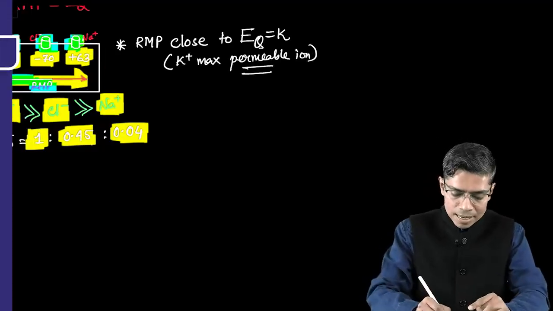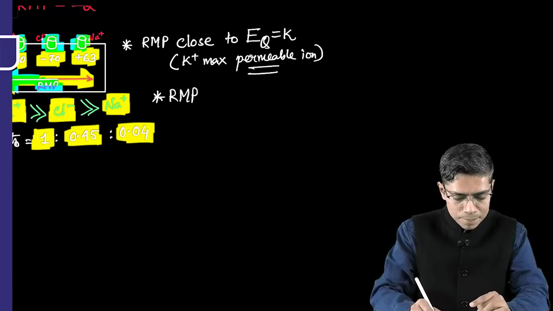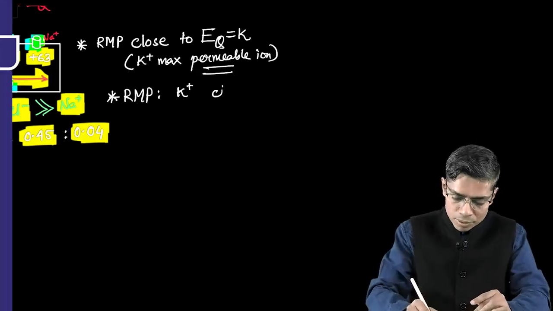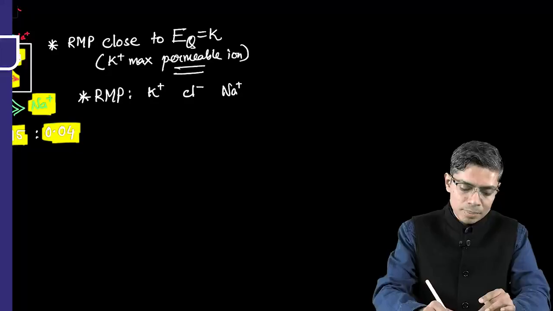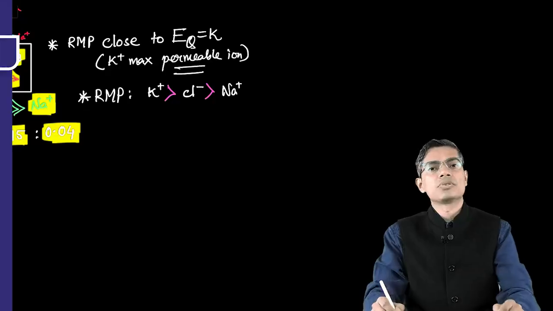Potassium is the maximum permeable ion in resting stage of the cell. But if I ask you, RMP is generated by which ion? Only potassium? No. RMP is generated by all these three ions. It is contributed by potassium ion. It is also contributed by chloride ion. It is also contributed by sodium ion. But the contribution of potassium is maximum, then chloride, then sodium.